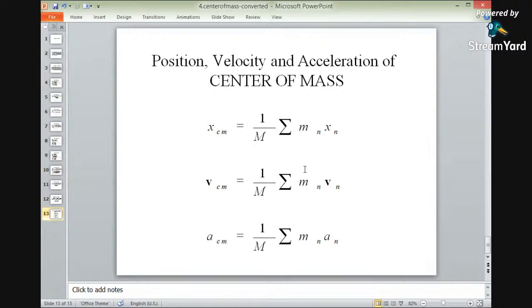So these are again the important concepts regarding the center of mass. We have seen the center of mass, the basic things related with the center of mass, and also we have seen the concepts regarding the center of mass.